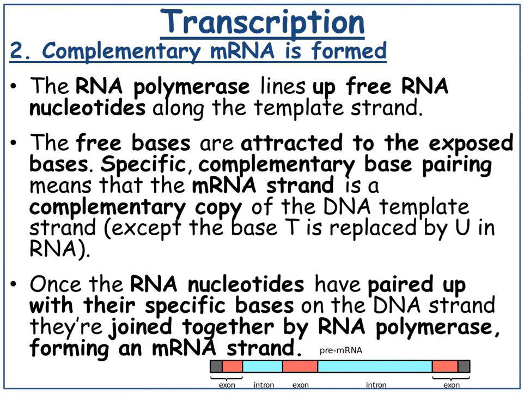2. Complementary mRNA is formed. The RNA polymerase lines up free RNA nucleotides along the template strand. The free bases are attracted to the exposed bases. Specific complementary base pairing means the mRNA strand is a complementary copy of the DNA template strand, except the base T is replaced by U in RNA. Once the RNA nucleotides have paired up with their specific bases on the DNA strand, they're joined together by RNA polymerase, forming an mRNA strand.